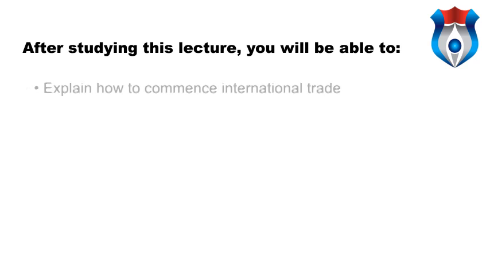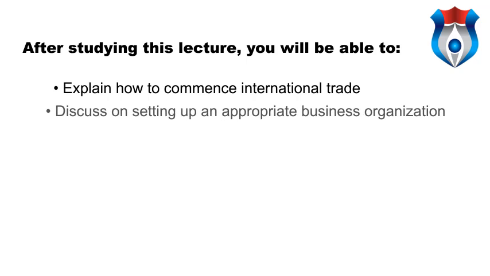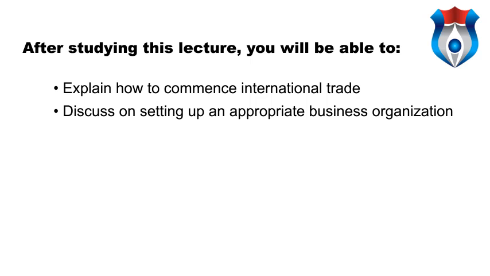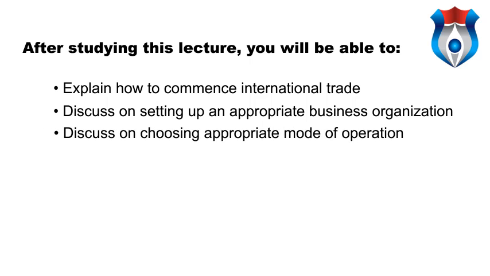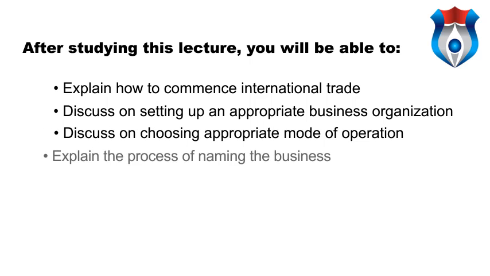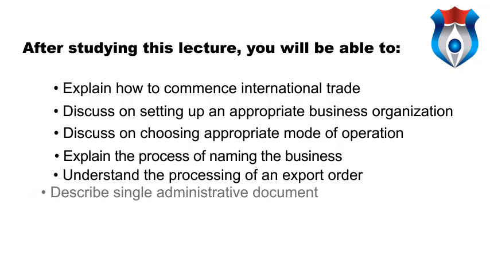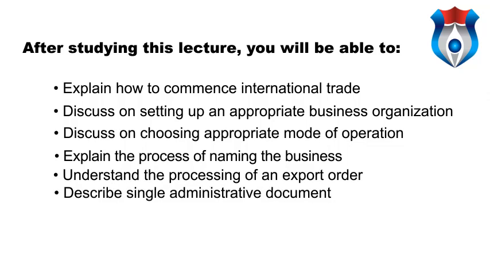After this lecture we will be able to learn the following objectives: explain how to commence international trade, discuss setting up an appropriate business organization, discuss choosing an appropriate mode of operation, explain the process of naming the business, understand the processing of an export order, and describe a single administrative document.